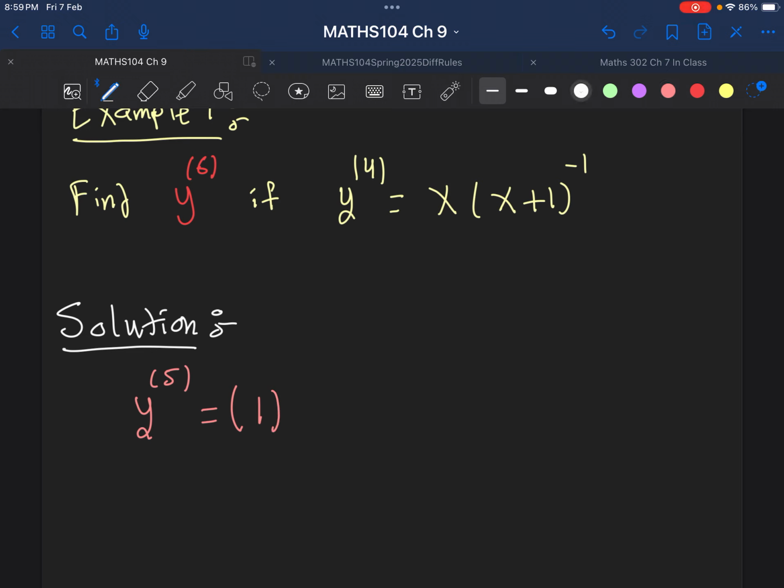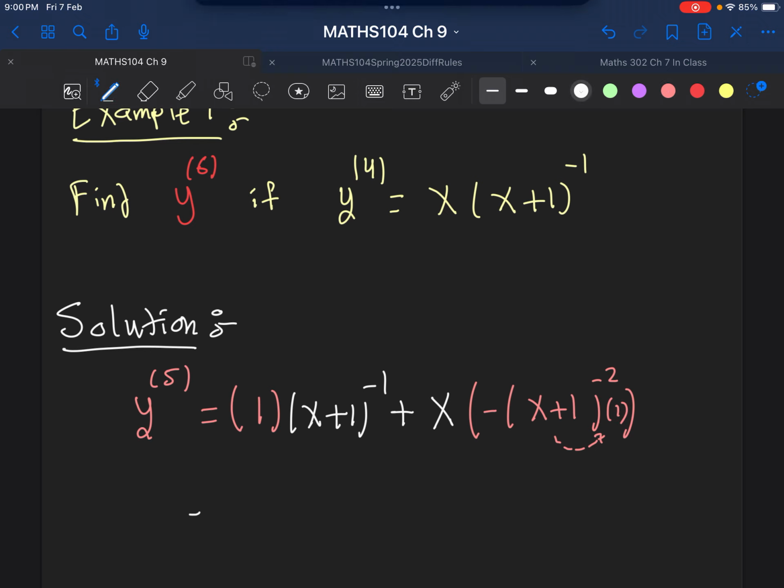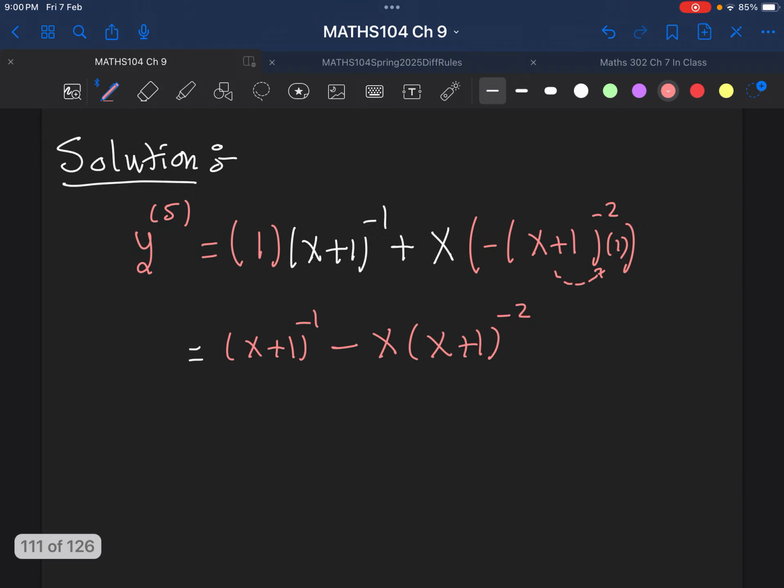Derivative of first, which is 1, times the second, and touch. This is the second and touch. Plus first times the derivative of second. What's the derivative of second? It is derivative of negative 2 (x plus 1) times the derivative of the inside, which is 1. Which if we write it down, it will be just (x plus 1) to the negative 1. And then we will have minus (x plus 1) to the negative 2.